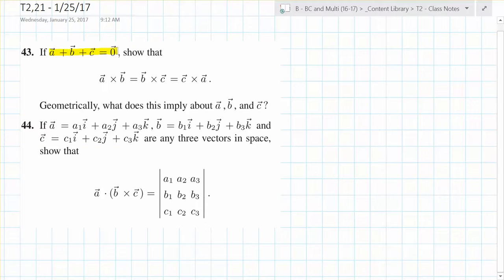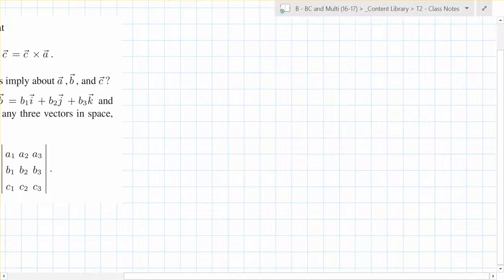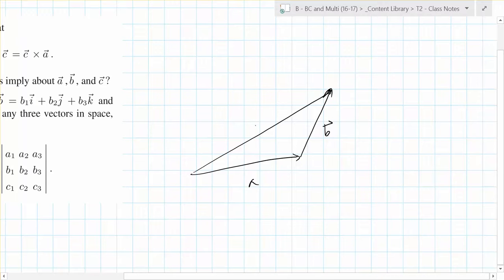If a plus b plus c is 0, if you had to draw that, what would you see? If you drew a plus b plus c is 0, raise your hands. If you drew that, what would you see? What would you see, Chip? Yeah, exactly. You would see a plus b is c. You would see a what? You would see a triangle, right?